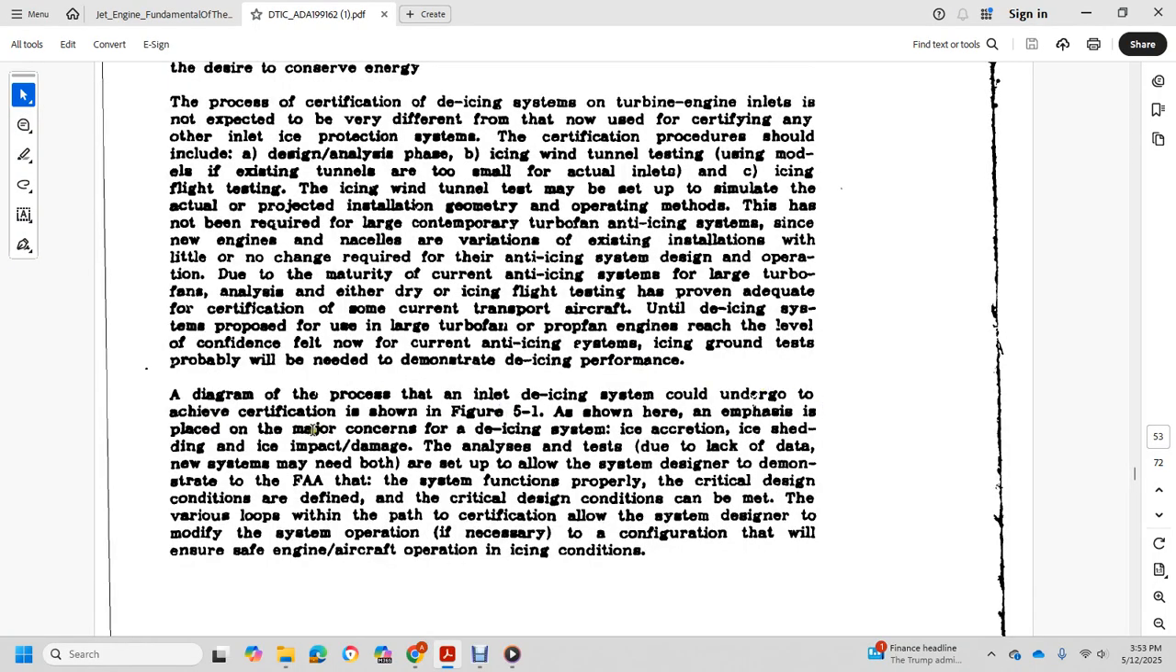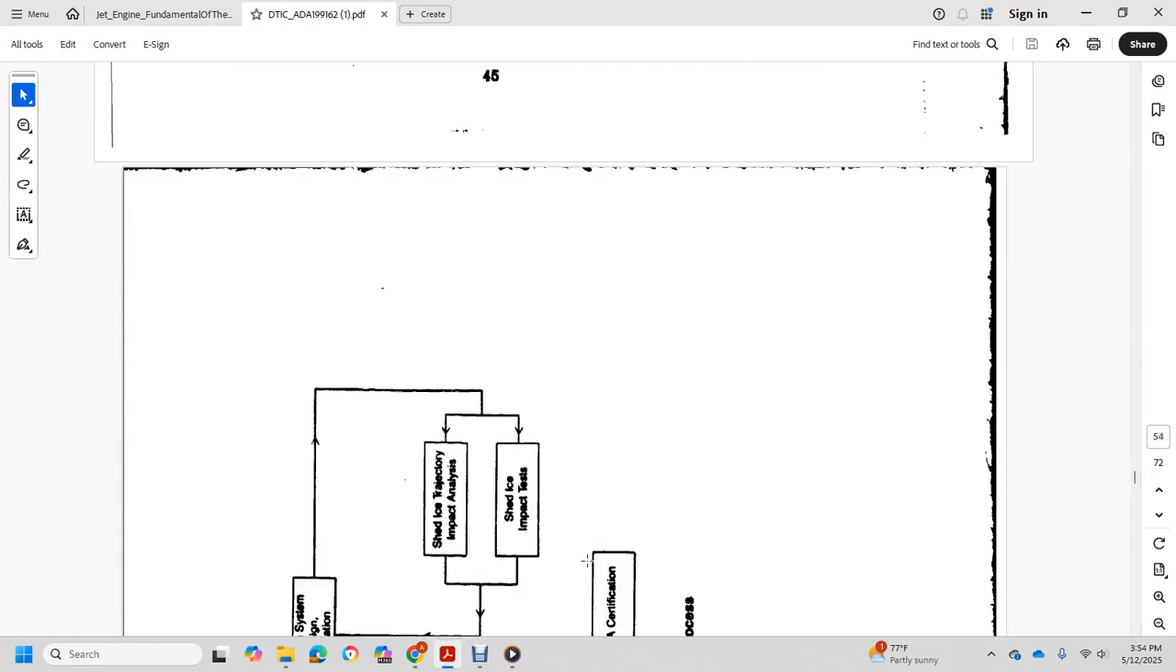Here the emphasis is placed on the major concerns for the de-icing system: ice accretion and shedding, and the ice impact damage analysis, due to the lack of data on the new system. The system designer must demonstrate to the FAA that the system functions properly and that the defined critical design conditions can be met. Various loops in the path of the certification allow the designer to modify the system configuration as necessary to ensure safe engine and aircraft operation in icing conditions.